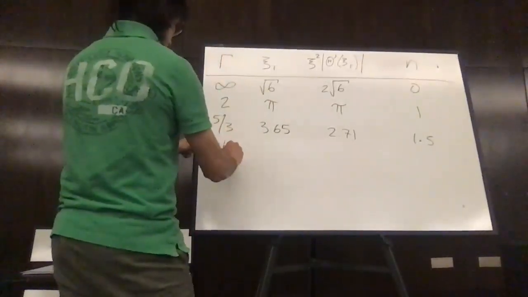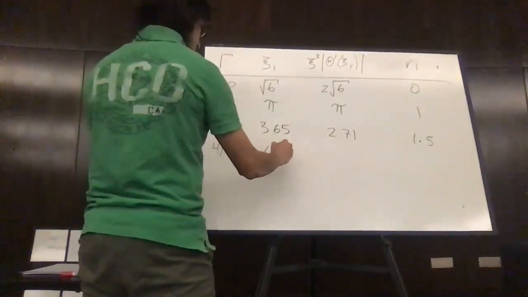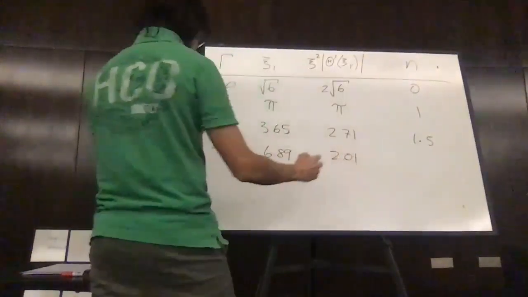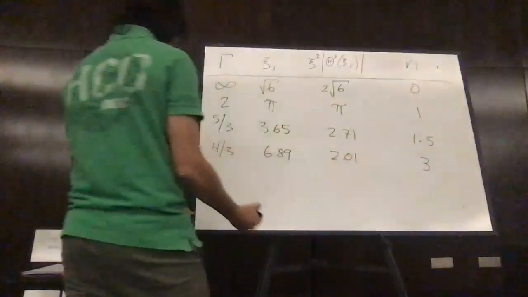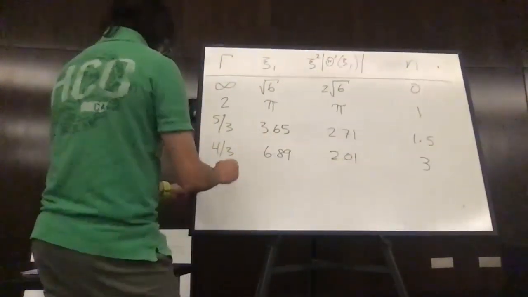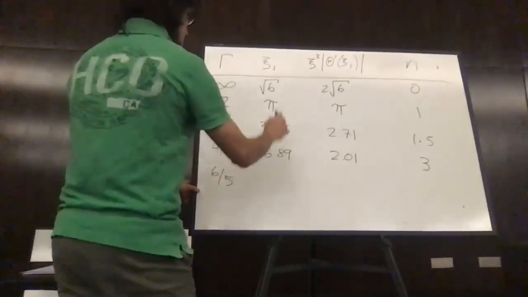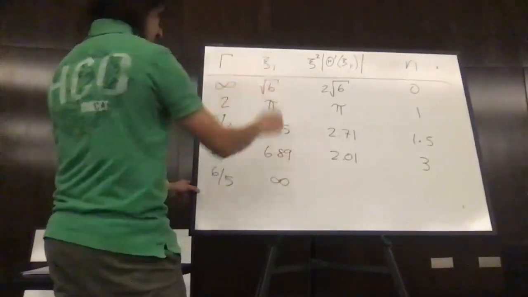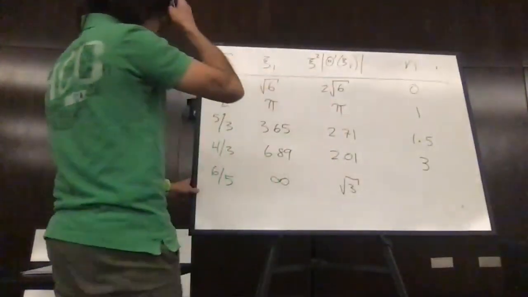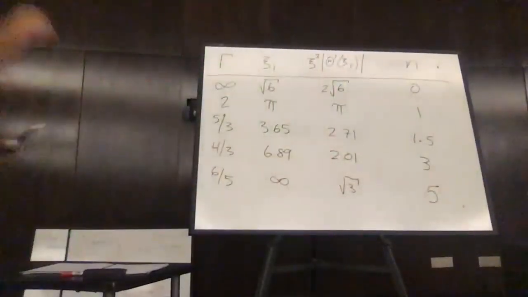Four-thirds we also care about. So again, you have to solve it analytically, or numerically. That's the index 3. And the other one that you can solve analytically is 6/5. So over here, psi 1 is infinity. This guy is square root of 3, and the index is 5.